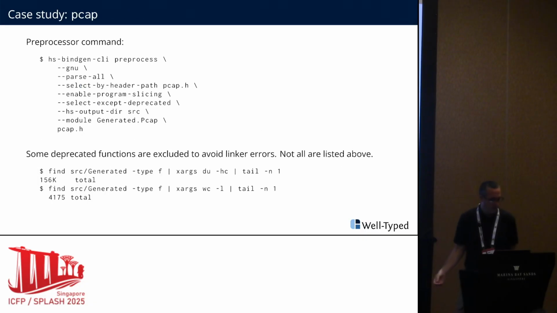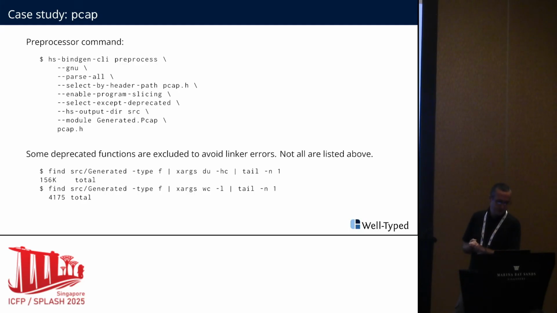And finally, I'd like to talk about a quick case study. This is the PCAP, packet capture C library. It's a really old but well-tested library. And this is an actual command used to generate it, so it exposes some of the details. We have to have GNU extensions supported. We want to select all of the library, but the PCAP library has some deprecated functions inside of it. If we select those, then you might get linker errors. So we have a select-except-deprecated predicate as well that can use the C annotations to automatically remove those deprecated functions and avoid those errors.